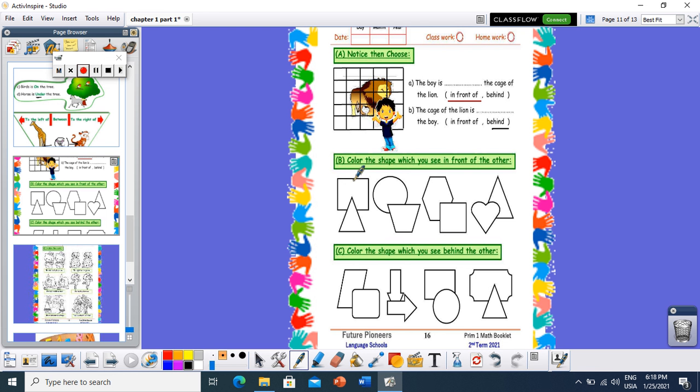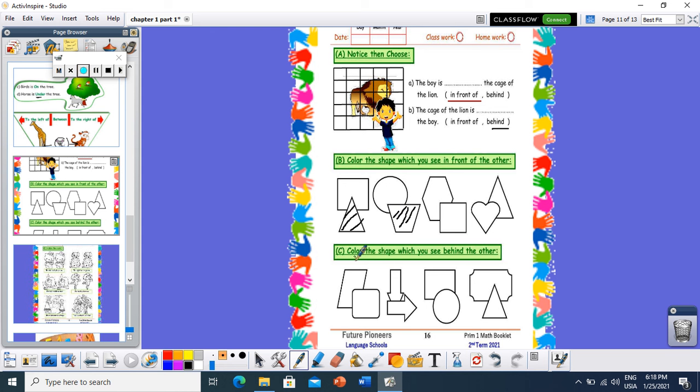Number B, color the shape which you see in front of the other. Here I have two shapes, square and triangle. Which one is in front of the other? The triangle is in front of the square, so I will color the triangle. Here I have circle and trapezoid. Which one is in front of the other? This trapezoid is in front of the circle, so I will color the trapezoid.